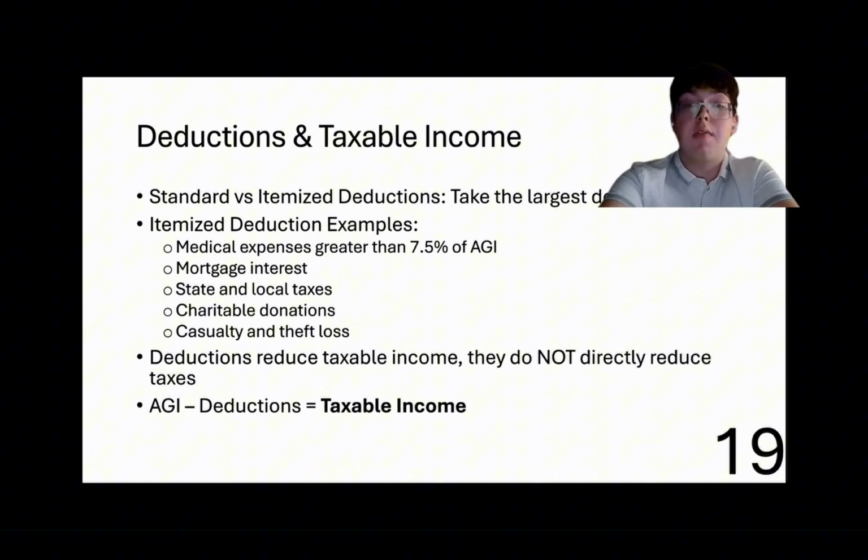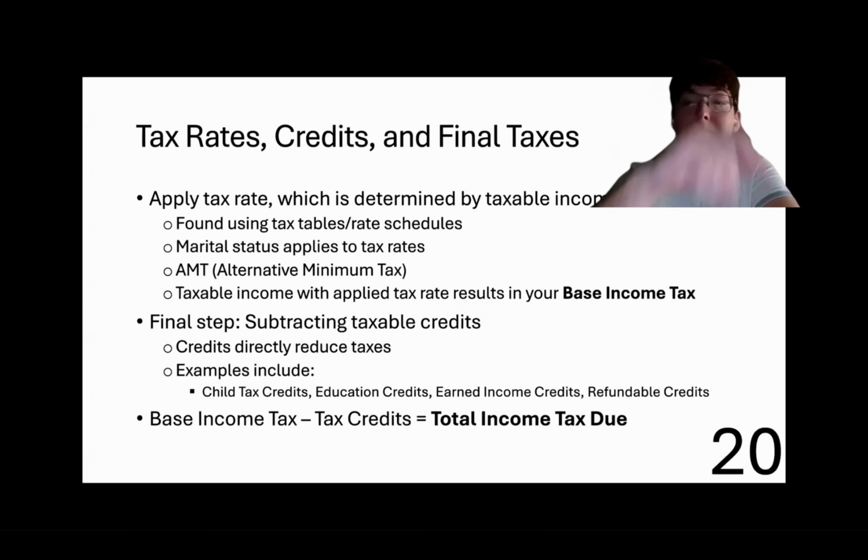So the standard deduction is a fixed amount determined by filing status as well, and it's adjusted periodically for inflation, meaning that if you're married, you'll get some tax benefits, for example. It's also critical to understand that deductions reduce taxable income, not taxes directly. The tax savings from a deduction depend on the taxpayer's marginal tax rate. So once you have your deductions, you can subtract your deductions from your AGI and get your taxable income. Taxable income is used with federal tax tables or rate schedules to determine your base income tax.